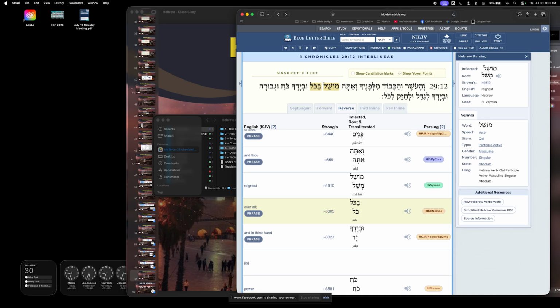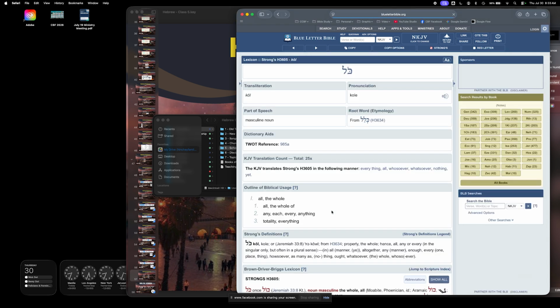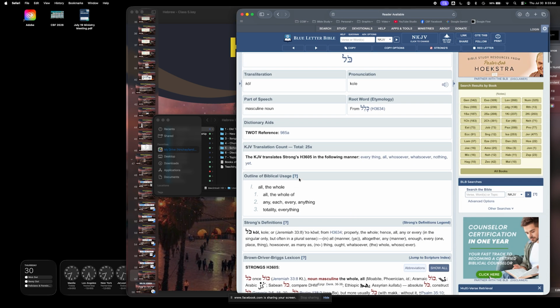H3605. It is the word kol. Interesting. You have the kaf, you have the defective holum, and then you have the lamed. The kaf does have the dagesh lene, so it's a hard K sound. It's not CH, it's kol, kol. Click on it. And we find out it means all, whole, everything, anything. So it just kind of carries the whole idea of everything, all the things.